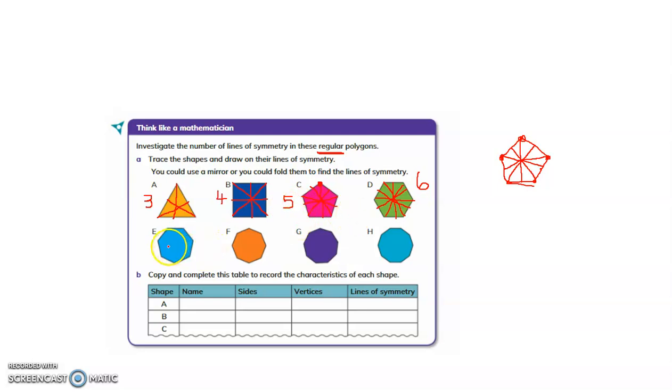So, a shape with 7 sides will have 7 lines of symmetry. A shape with 7 sides is called a heptagon. A heptagon has 7 lines of symmetry. An octagon has 8 lines of symmetry. A nonagon has 9 lines of symmetry, and a decagon has 10 lines of symmetry. So try drawing the lines of symmetry for 7, 8, 9 and 10 sided figures, and I hope line of symmetry is clear to all of you.